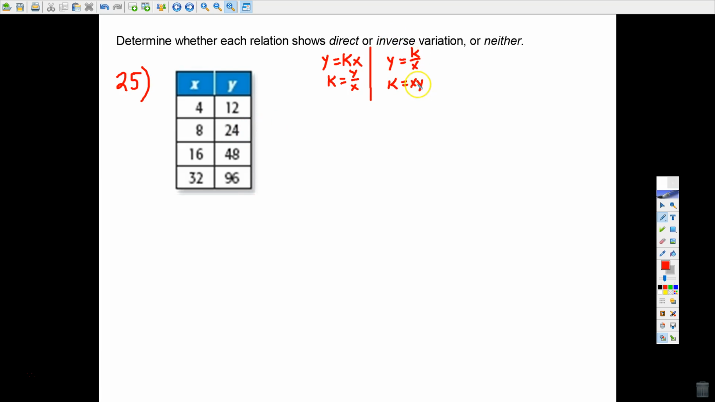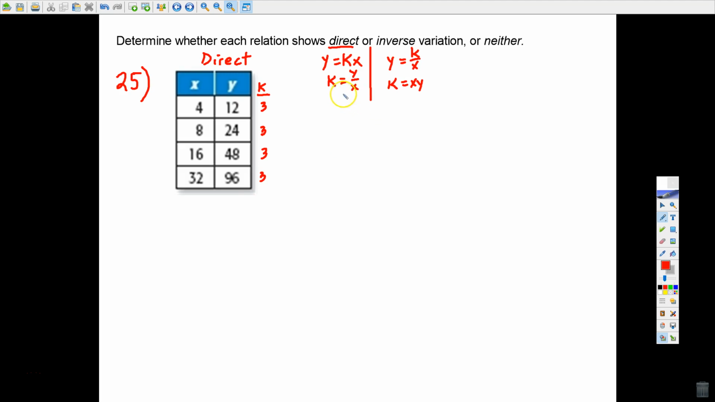If I did, I should be able to multiply x and y together and get the same result every time. That's what k is. Okay, well let's do the division, y over x. If I divide y over x, I get 3. 24 divided by 8, I get 3. I get 3 again. 96 divided by 32. So every time I do division y over x, I get the same result. So what I've proven here is that k is arrived at by doing y over x, so that means I have direct variation for number 25.